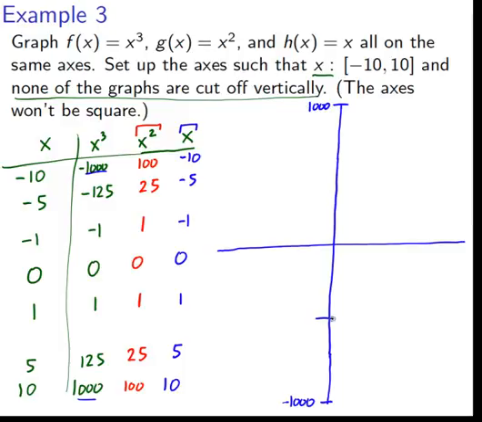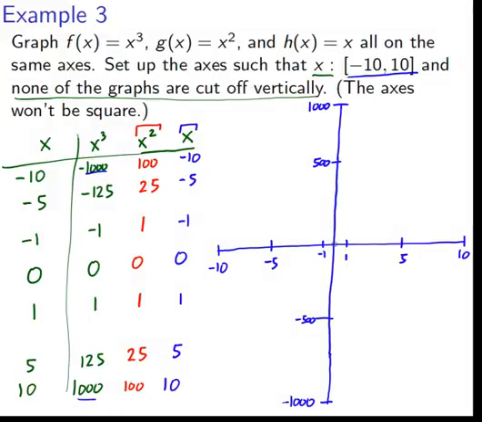So here's the middle at negative 500, positive 500, and then we'll go to an extreme of 10 and negative 10 horizontally, because that's what we were told to do. And here's our middle at 5 and middle at negative 5. And here is 1 and positive 1. Great. All right. So at this point, let's graph x cubed.